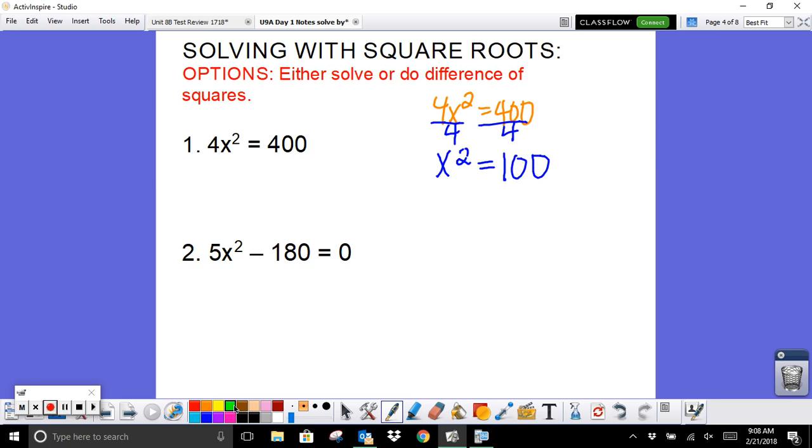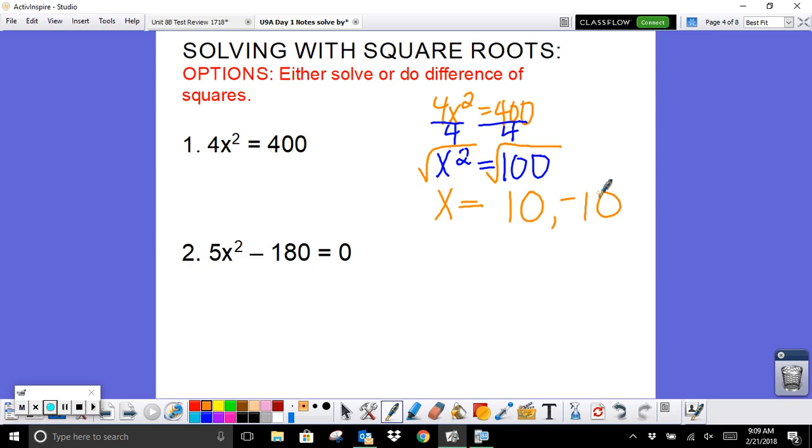Well, how do you undo something that is squared? You take the square root. So here's what ends up happening. The square root of x squared leaves me with x. Most of you would be able to tell me that the square root of 100 is 10. But what else is the square root of 100? What times itself also gets you 100? Also negative 10, because negative 10 times negative 10 is also 100.